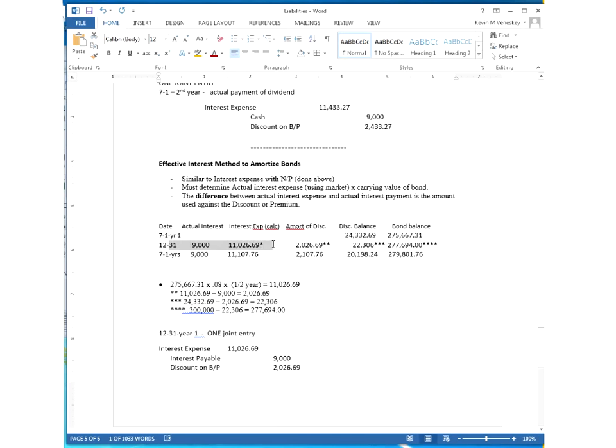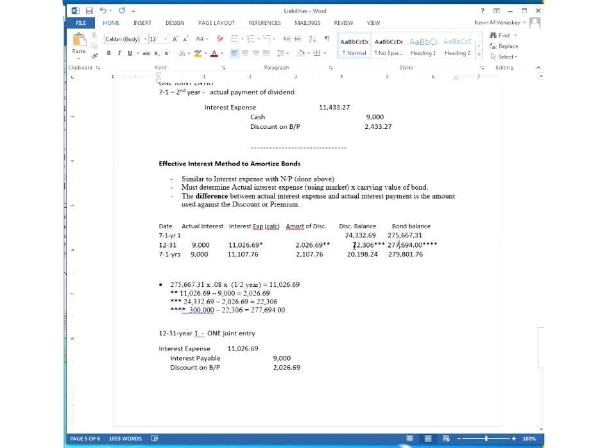And then this 2,000 here, this is the difference. That's how I get that. The discount remaining, the amount that's still in my discount account, is what I started with less what I just removed. I went from 24,000 and took away 2 more thousand, so I'm down to only a $22,000 balance in that discount on bonds payable.